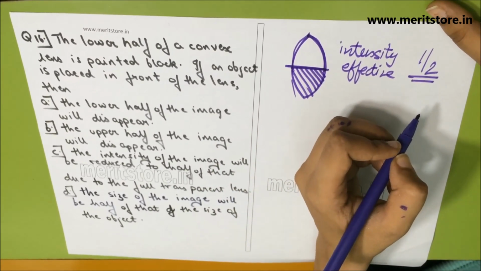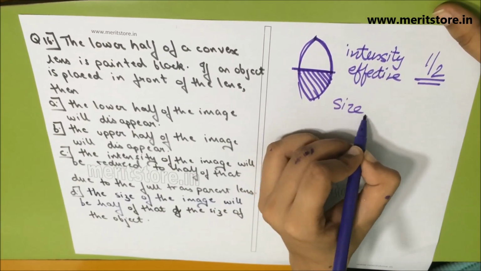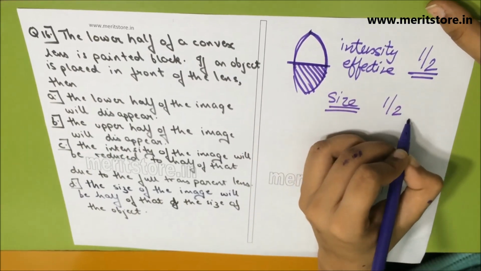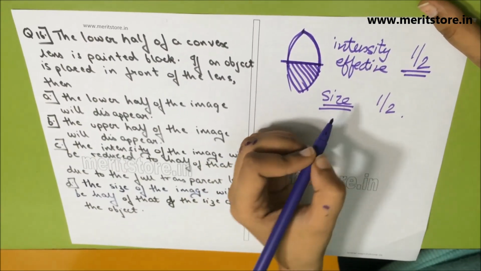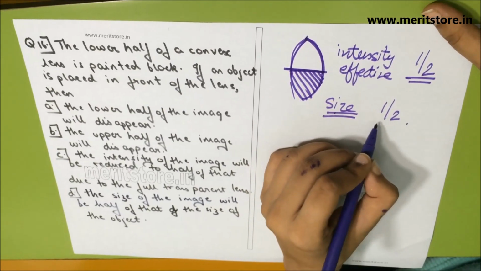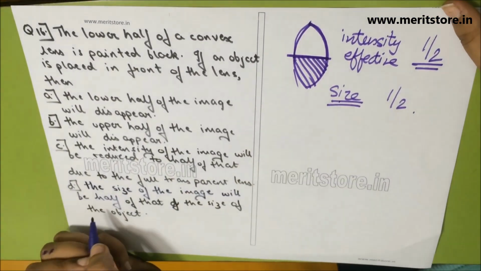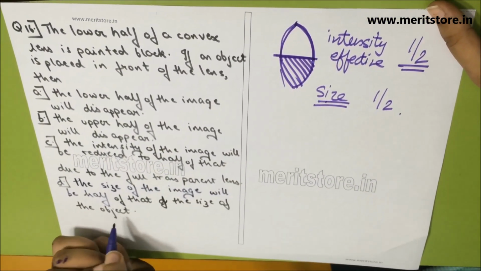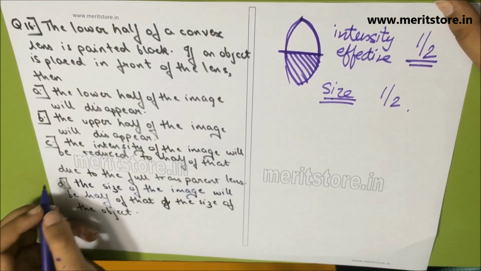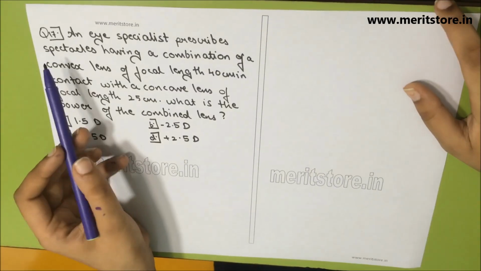Since it is half of what it was before, the size of the object will also be halved. Therefore, the size of the image of the object will also be halved. Thus, the size of the image will be half of the size of the object. That is option D.